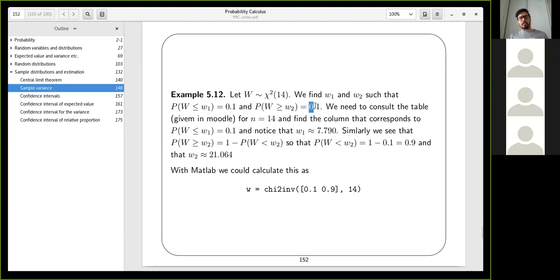0.9 is because this is 1 minus 0.9. Again, if we're looking for the cumulative distribution function, in order to get this part here, we can take 1 minus this part. That's often how we calculated it, but then the software just gives you the cumulative distribution function's inverse.